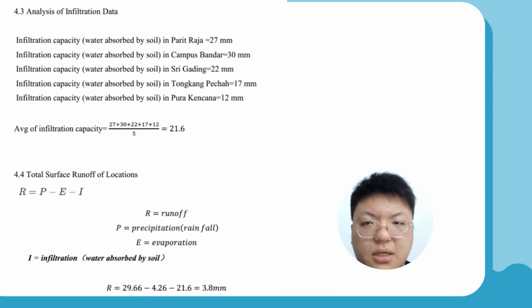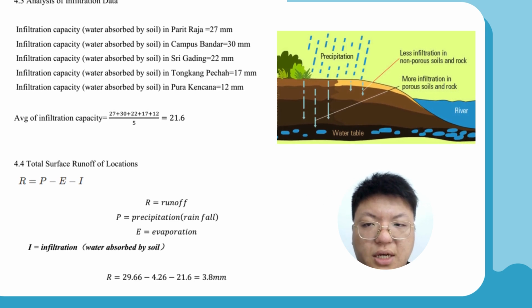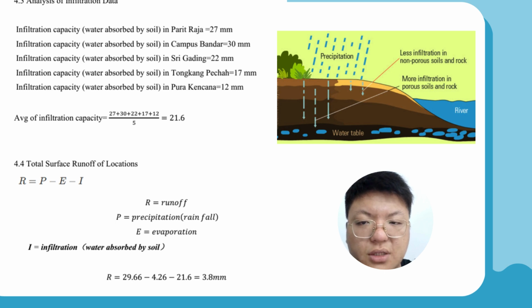Next is the analysis of infiltration data. We can calculate the average of infiltration capacity and the answer of the infiltration capacity is 21.6 mm. And lastly, for the calculation of the total surface runoff, we use the formula R equals P minus E minus I, and we can get the total surface runoff of the 5 locations is 3.8 mm.